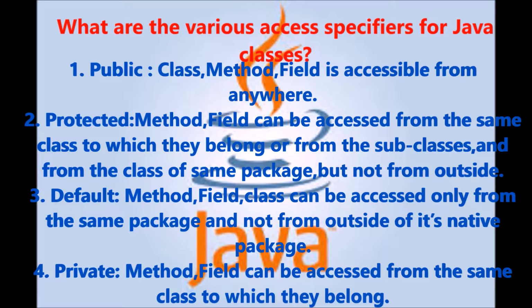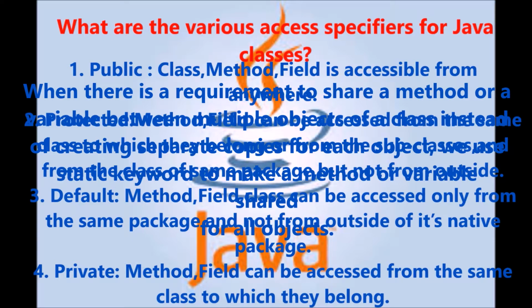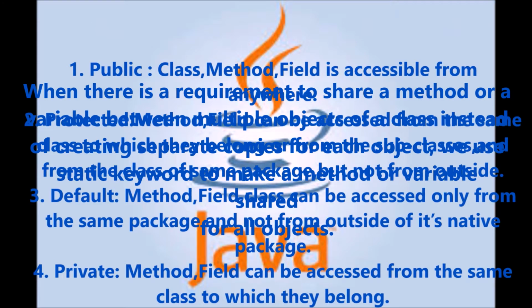2. Protected. Method, field can be accessed from the same class to which they belong or from the subclasses, and from the class of same package, but not from outside. 3. Default. Method, field, class can be accessed only from the same package and not from outside of its native package. 4. Private. Method, field can be accessed from the same class to which they belong.